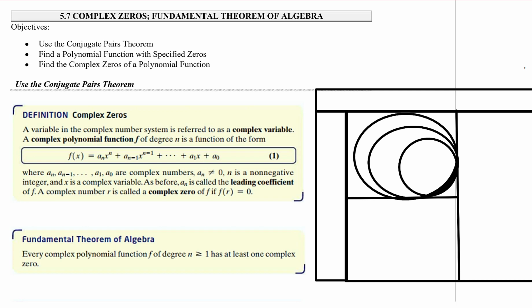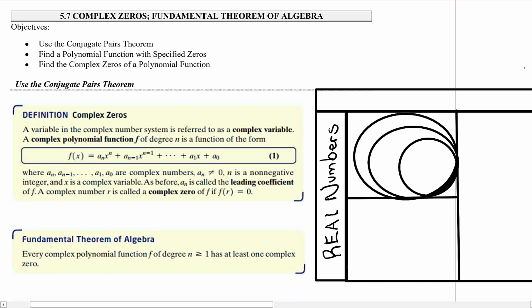Well, we're going to start off with a definition of complex zeros. A variable in the complex number system is referred to as a complex variable. A complex polynomial function f of degree n is a function of the form f of x is equal to a sub n times x raised to the n power plus a sub n minus 1 times x raised to the n minus 1 power plus so on plus a sub 1 x plus a sub 0.